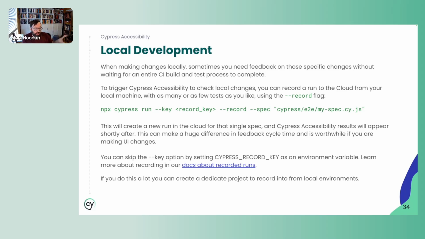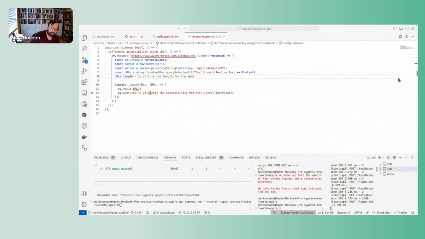This can let you get feedback from Cypress Accessibility in the cloud without pushing code and letting your entire build process run and your full Cypress suite happen and then see the results. You can do it for just one spec. So I thought I'd show that here and just give an example of how that works.